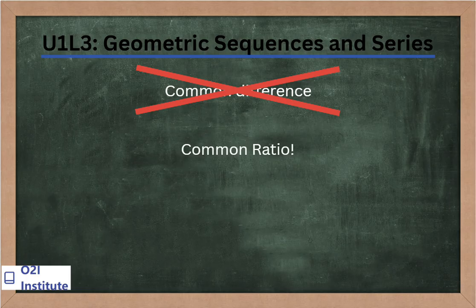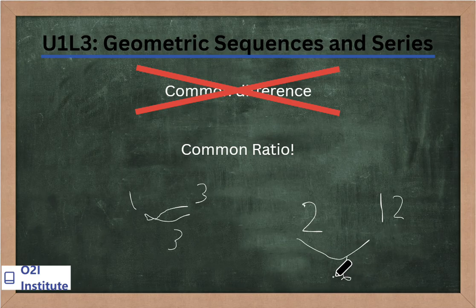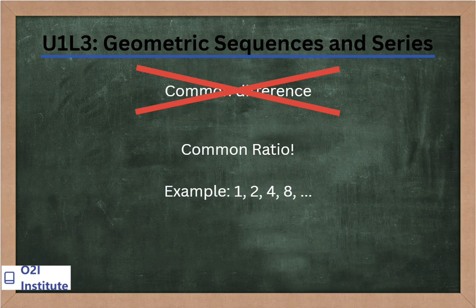Now, the common ratio is actually pretty easy to comprehend. I'm sure you've all heard of ratios before. A ratio is just the proportion between two numbers. So for example, the ratio between 1 and 3 is 3. The ratio between 2 and, say, 12 is 6. Easy enough. Let's get into an example of a geometric sequence.